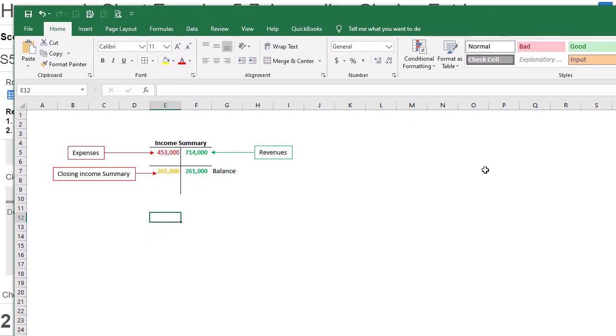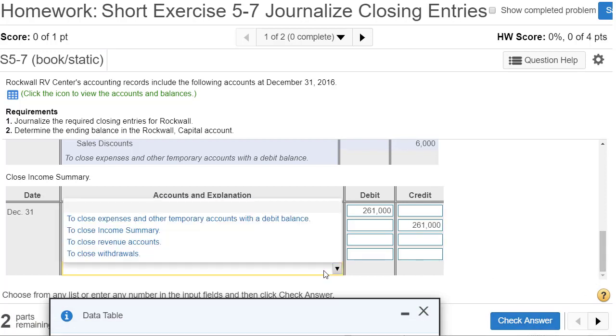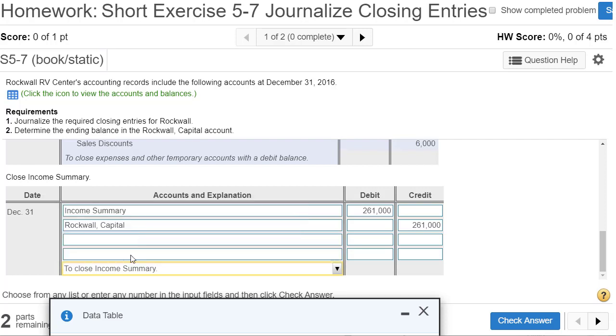What would increase capital when we're doing the closing process? Net income. So do we have net income? Revenues are 714, expenses are 453. Revenues are greater than expenses, therefore we must have net income. So we are doing this problem correctly. Don't forget your explanation to close income summary.